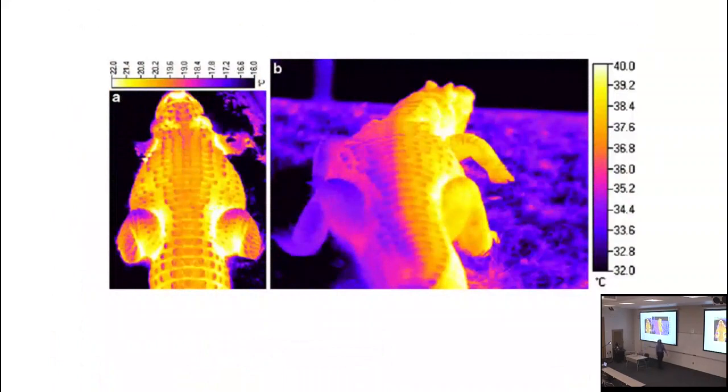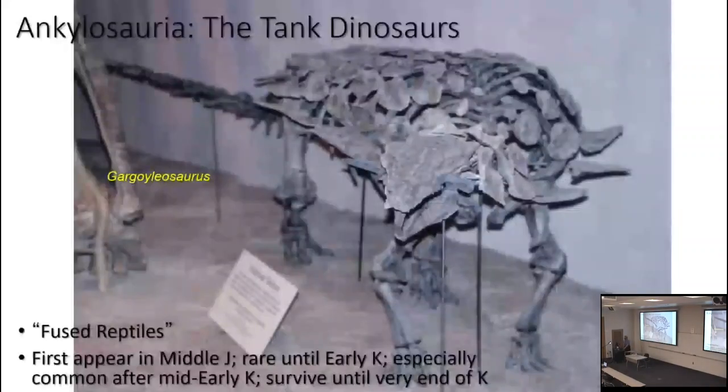Now, it's worth noting that the osteoderms of modern archosaurs also have a thermoregulation function. They help dump heat or collect heat, depending upon the time of day. And stegosaur armor could have done the same. Now, the other major group of Thyreophora are these guys, the ankylosaurs, the fused reptiles.